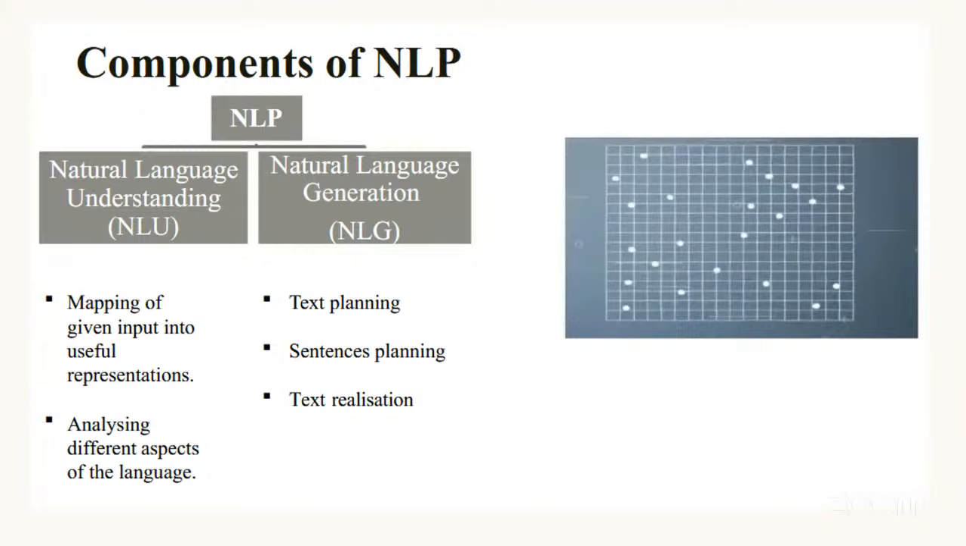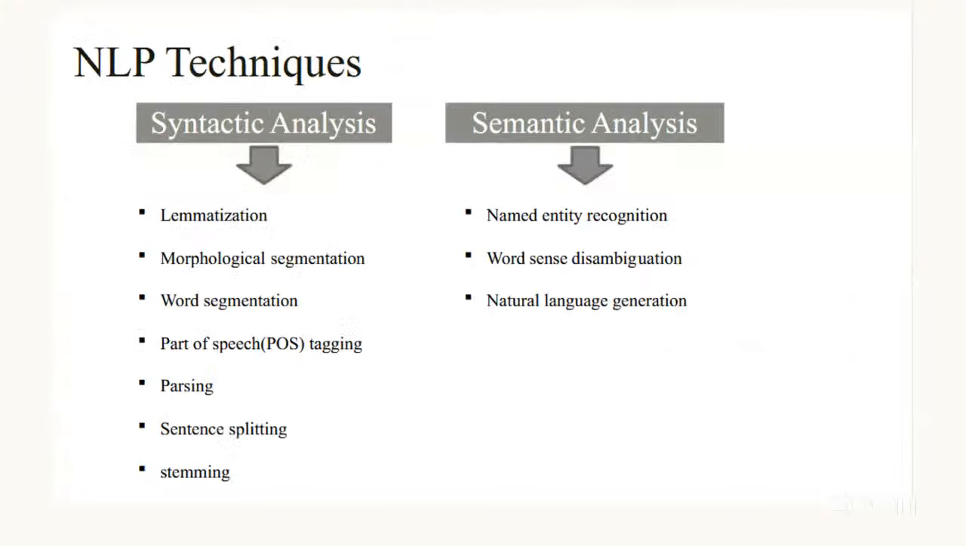So NLU and NLG we have seen already. That is natural language understanding, where it is going to find out the different aspects of the language. And generation is where it is going to give you all the outputs, the planning of the text, and it is going to give you the statements and sentences. So all these things we are going to see in very detail.